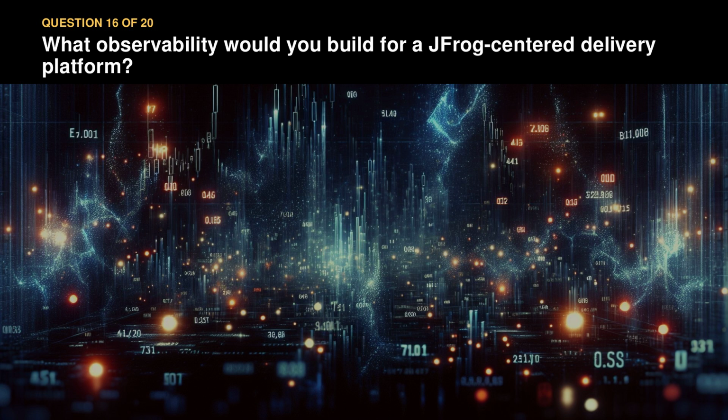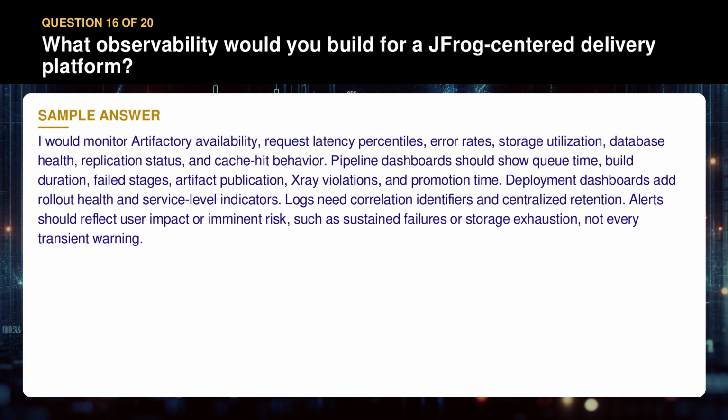Question 16. What observability would you build for a JFrog-centered delivery platform? I would monitor Artifactory availability, request latency percentiles, error rates, storage utilization, database health, replication status, and cache hit behavior. Pipeline dashboards should show queue time, build duration, failed stages, artifact publication, Xray violations, and promotion time. Deployment dashboards add rollout health and service level indicators. Logs need correlation identifiers and centralized retention. Alerts should reflect user impact or imminent risk, such as sustained failures or storage exhaustion, not every transient warning.